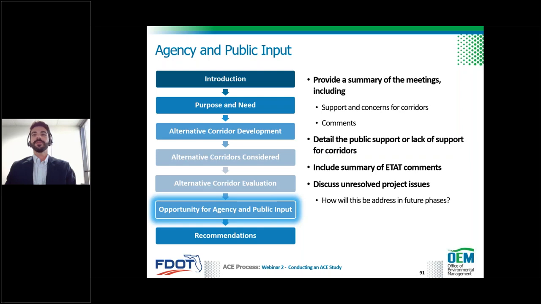Document what corridors receive support and the lack thereof. And are there any unresolved issues that need to be assessed in future phases? For instance, you may have a corridor that has a potential to impact a community feature, but at this stage, with the level of design information, it's difficult to say for certain. This could be something that is explored more closely during the PD&E stage.